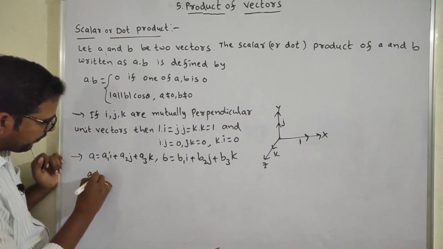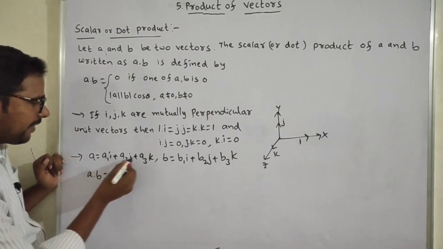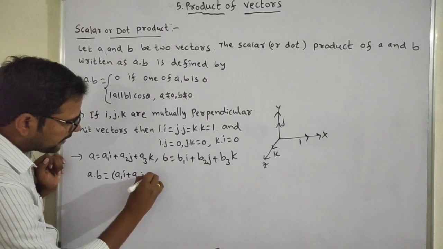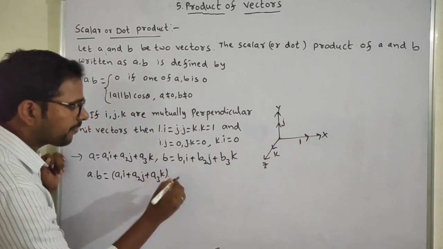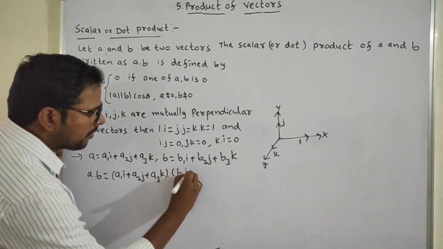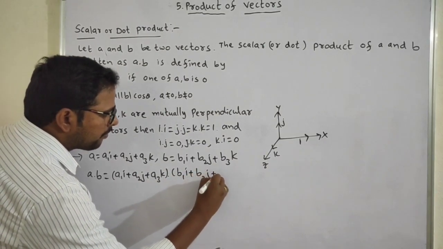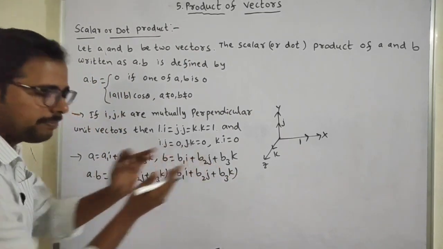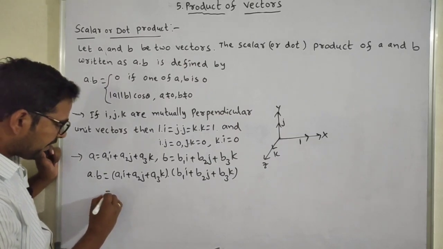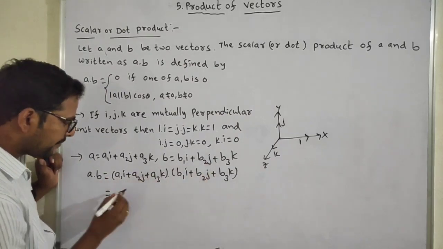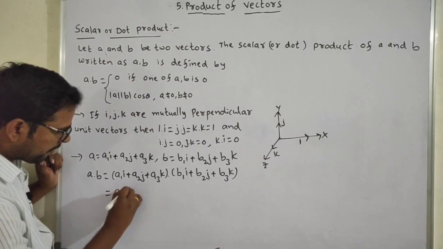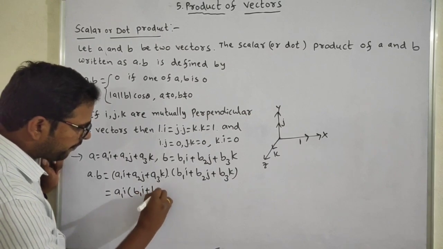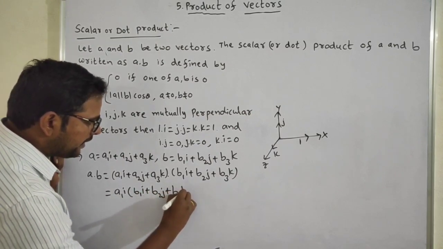a dot b is equal to a ఏంటి వెక్టర్? ఇదే కదా ఫస్ట్ వెక్టర్. (a1 i plus a2 j plus a3 k) dot (b1 i plus b2 j plus b3 k). ఇది వెక్టర్ a డాట్ వెక్టర్ b. ఓకేనా? సో మల్టిప్లై ఎవ్రీ టర్మ్, డాట్ ప్రొడక్ట్ చేయండి. ఫస్ట్ వెక్టర్ ఇంటూ టోటల్ కదా, అంటే a1 i ఇంటూ టోటల్ వెక్టర్, సెకండ్ వెక్టర్ b1 i ప్లస్ b2 j ప్లస్ b3 k.